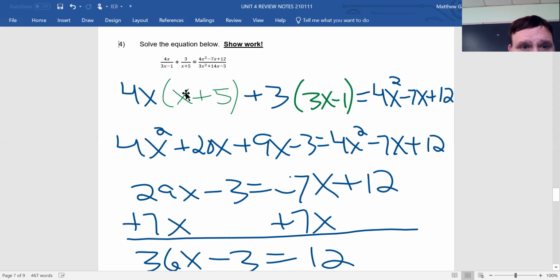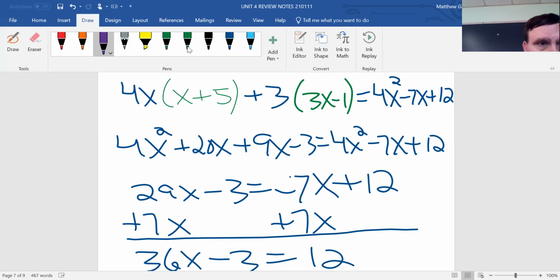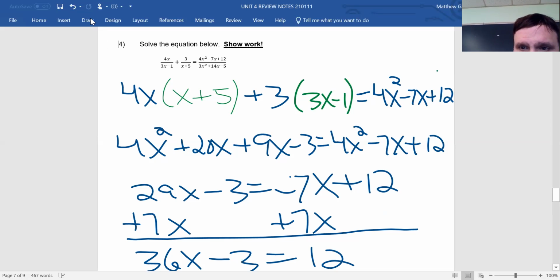So in green here in the first row, we multiply 4x by x plus 5. We get 4x squared plus 20x. We multiply 3 by 3x minus 1. We get 9x minus 3. And we multiply the trinomial on the right. And I did not add that in again. It should be multiplying that by 1. Okay, so it stays the same.